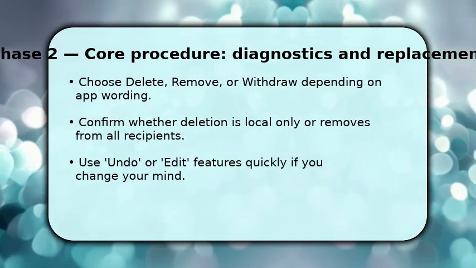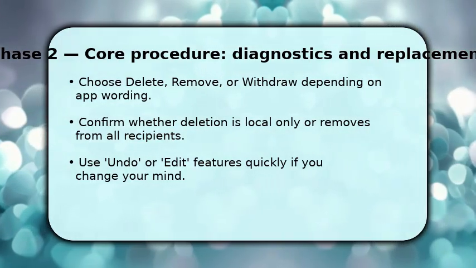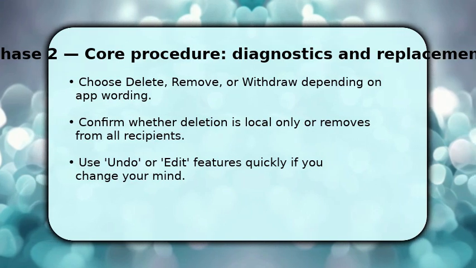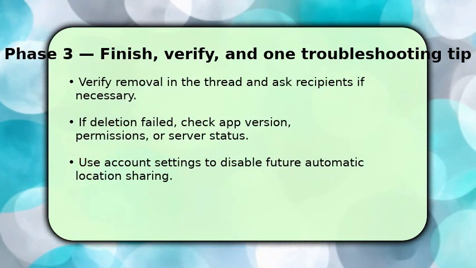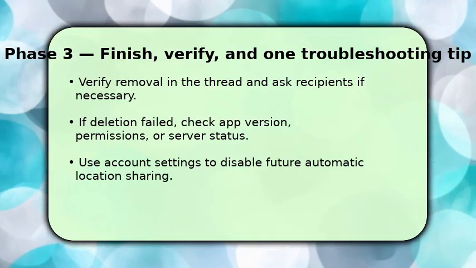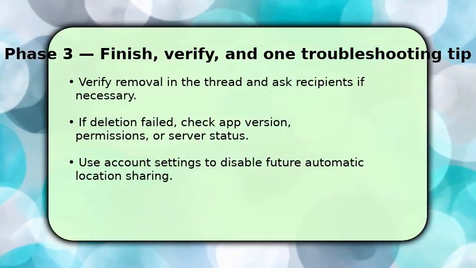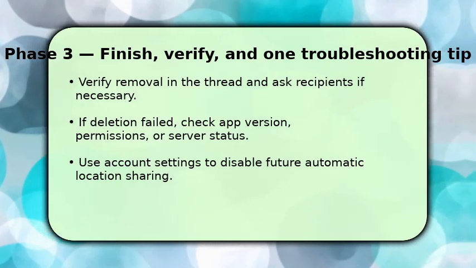After completion, check the thread to verify the message disappeared, and note timestamps for troubleshooting later. Finally, verify the deletion by refreshing the conversation and checking from another device if possible. Make sure no residual map previews remain.